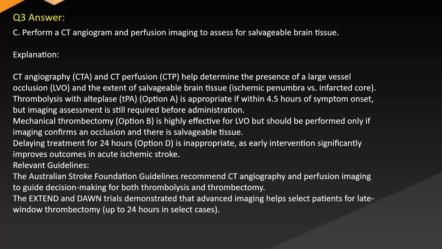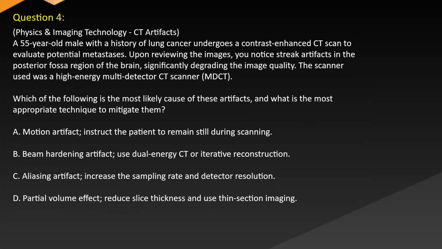Relevant guidelines. The Australian Stroke Foundation guidelines recommend CT angiography and perfusion imaging to guide decision-making for both thrombolysis and thrombectomy. The EXTEND and DAWN trials demonstrated that advanced imaging helps select patients for late-window thrombectomy up to 24 hours in select cases.